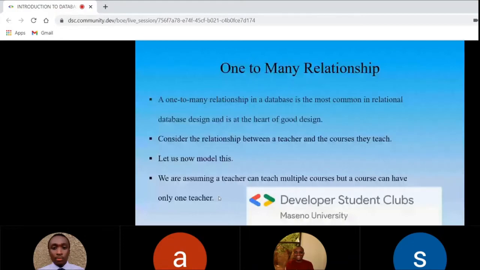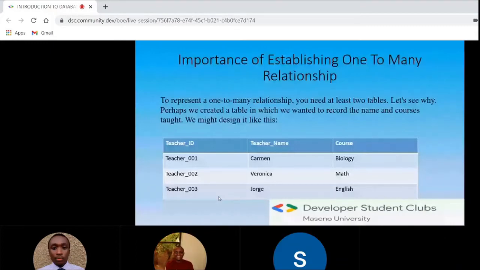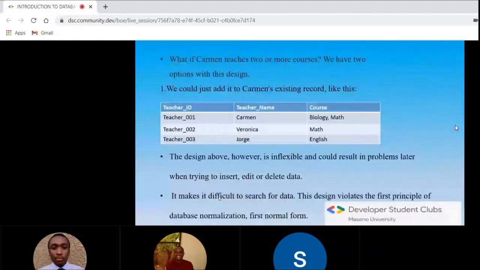Yeah. So as we can see from here, we have a teacher ID, a teacher name, and a course. So teacher 1, teacher 2, teacher 3 with the courses they teach. As we try to model, we will look at what if they didn't follow this, what would happen.